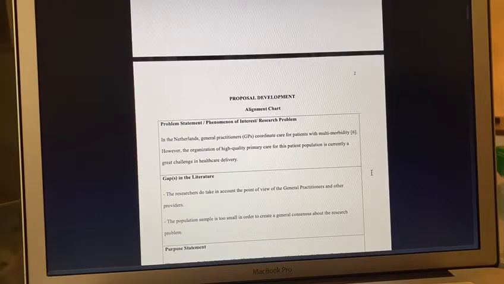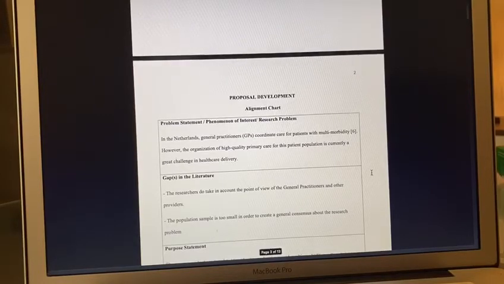Gap in the literature. The research does not take into account the point of view of the general practitioner and other providers. The population sample is too small to create a general consensus about the research problem.